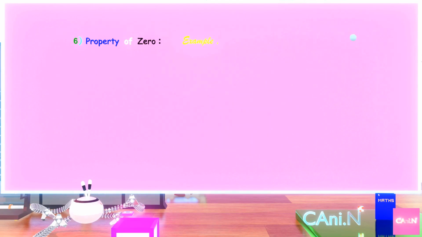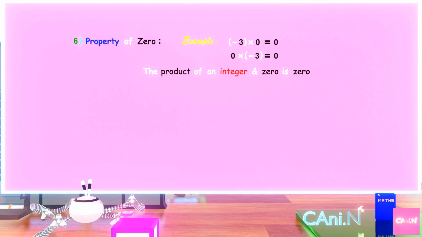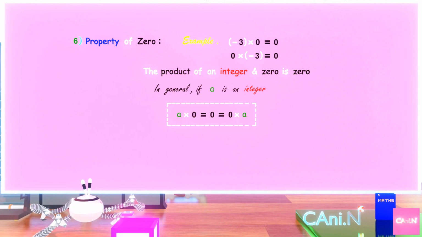Property of 0. Example: -3 into 0 equals 0. 0 into -3 equals 0. So, the product of an integer and 0 is 0. In general, if a is an integer, then a into 0 equals 0.